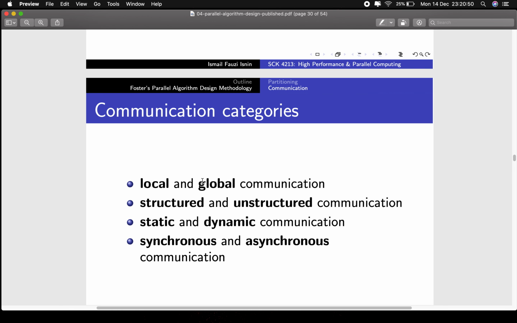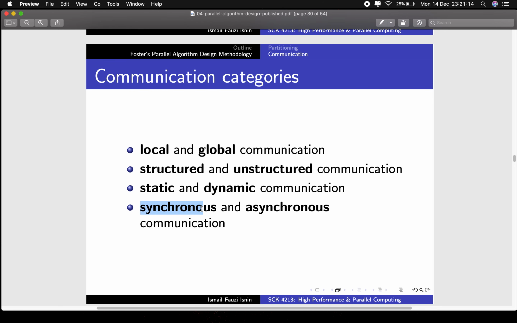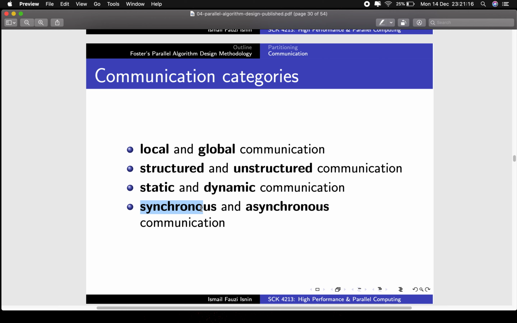In communication, you have several categories you can divide it into. The first category is local and global. Second is structured and unstructured. Either it is static or dynamic, or lastly, either it is synchronized or unsynchronized communication. So you can categorize communication into four categories: local and global, structured and unstructured, static and dynamic, and also synchronized and unsynchronized.